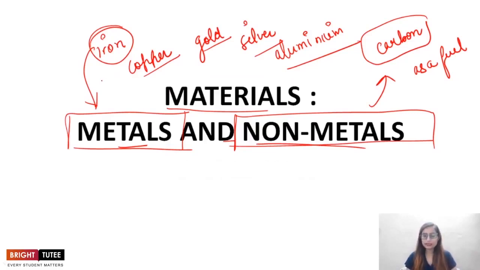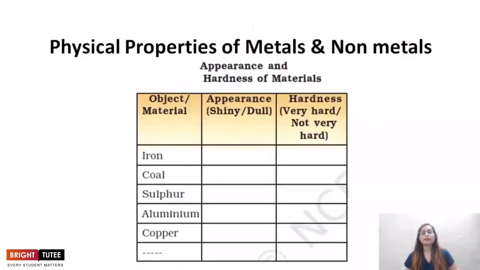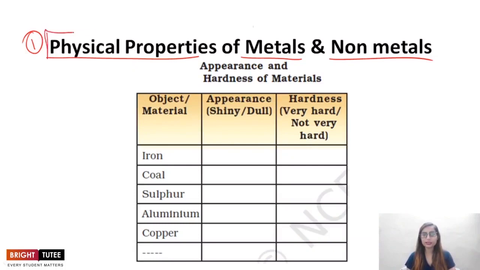So in this lecture, first of all, we will be discussing how we can differentiate between a metal and a non-metal. So the first topic is physical properties of metals and non-metals. Students, basically for differentiating, there are two kinds of properties that we discuss. The first one is physical properties. The second one is chemical properties, which we will be studying in the next lecture. The first properties which we are discussing right now are physical properties.